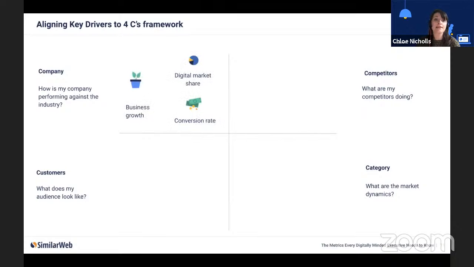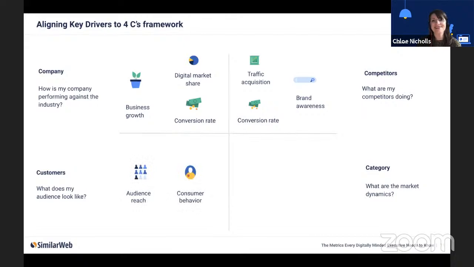So first up, we have company. It's looking at the business growth, the digital market share, conversion rate, for example. And with competitors, it's looking at that traffic acquisition, brand awareness, looking at the impact of your brand versus your competitors, and then again, conversion rate as well. So you're obviously looking at both. You can see that really depends on your business and how you align your 4 C's to the key drivers. But this is just to give you an example.